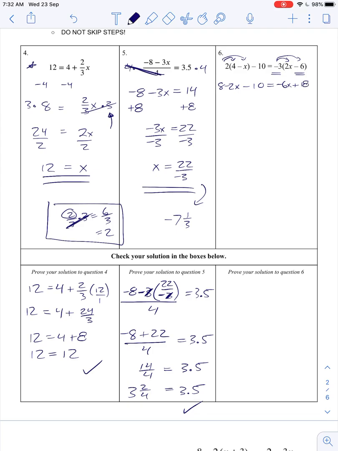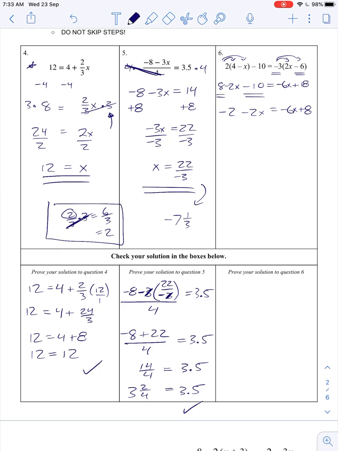And then, can I simplify anything on the left side? Yeah, I've got an 8 and a minus 10. So when I put those together, it's going to give me minus 2. So I have a minus 2, and then I still have a minus 2x. I just bring that right down. Equals negative 6x plus 8. Okay, everything as simple as I can make it.